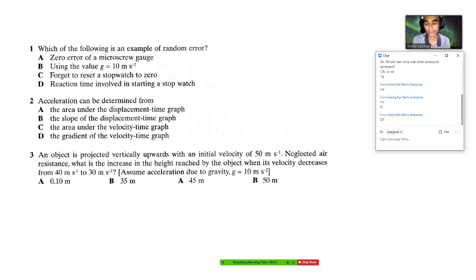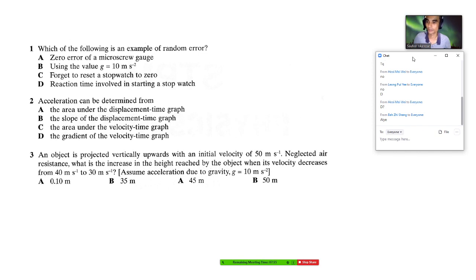Puyi and Maybe say D. I say D also: reaction time involved in starting a stopwatch. No, the answer is C. Why? Because A, B and D are systematic error. Meanwhile, C is a random error.